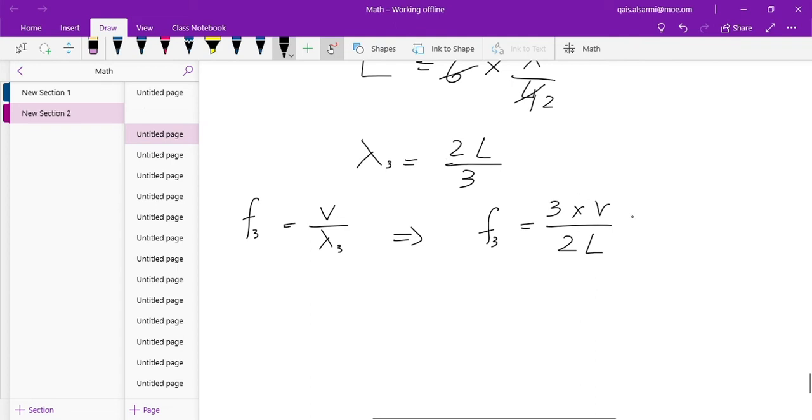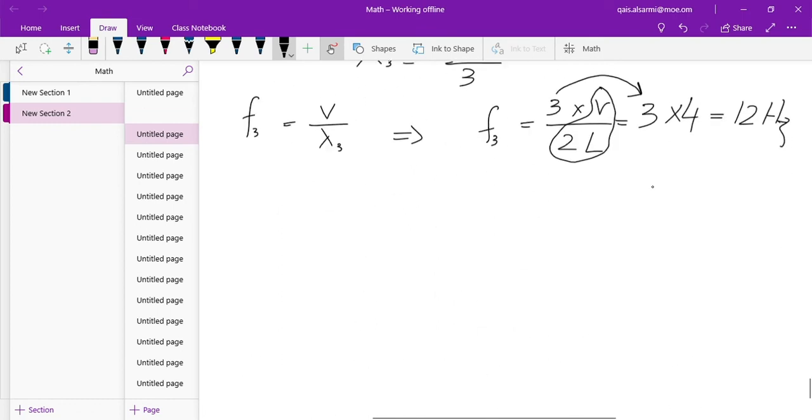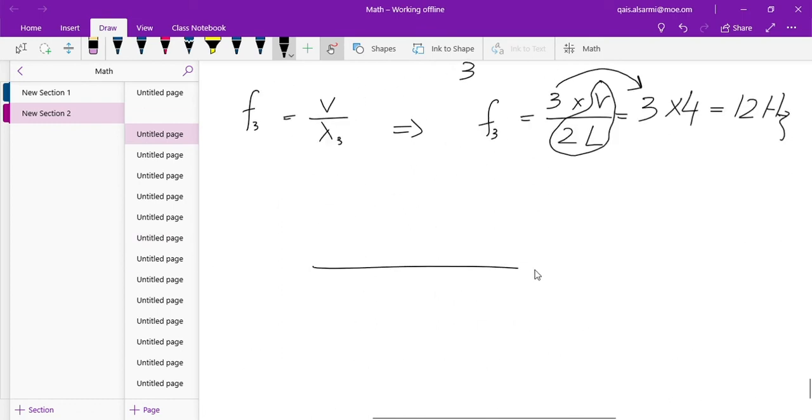Now if you put in the same values as in the first mode of vibration, the answer would be 3. 3 comes from here, and the answer for V over 2L, which was the fundamental frequency 4, becomes 12 Hertz. So this string now will vibrate with 12 Hertz, meaning every particle is going to vibrate 12 times a second. So students, what I'm trying to explain is the string having a specific length and a specific value of the speed of the individual wave.